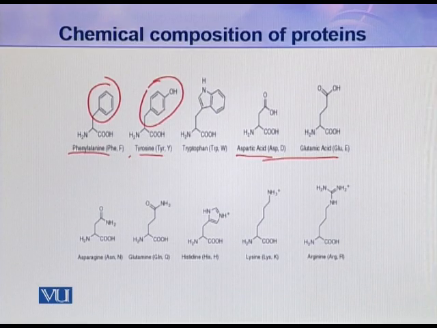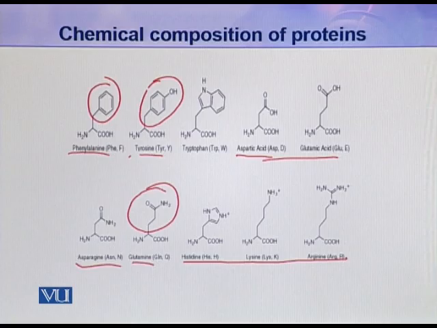So these aspartic acid and glutamic acid are charged amino acids, and these are negatively charged amino acids. Then asparagine, glutamine. Glutamine has quite a big R group. Then histidine, lysine and arginine. All these three amino acids are also charged amino acids, but they are positively charged amino acids. So here you have seen 20 different types of amino acids with 20 different types of R groups.